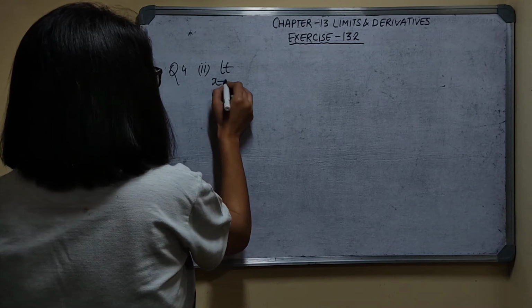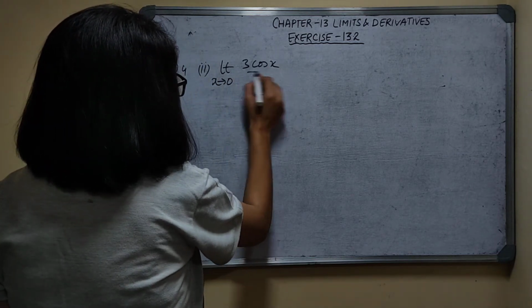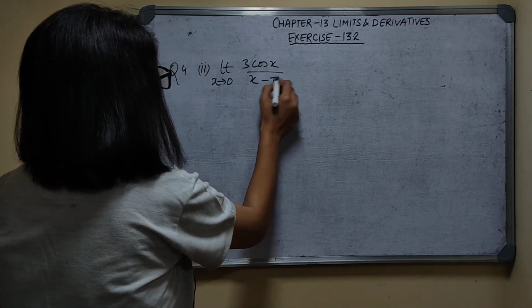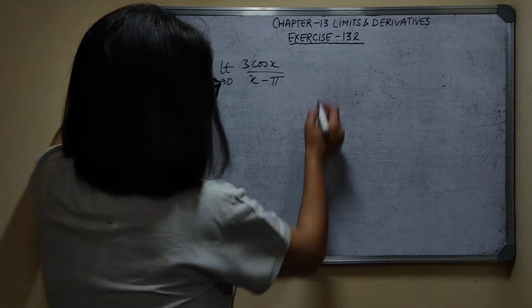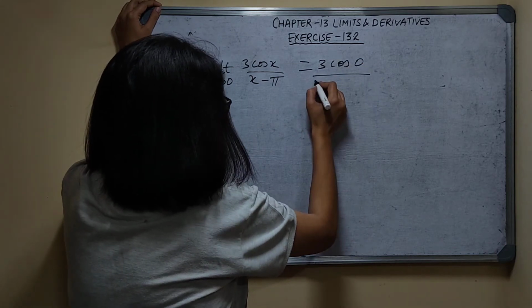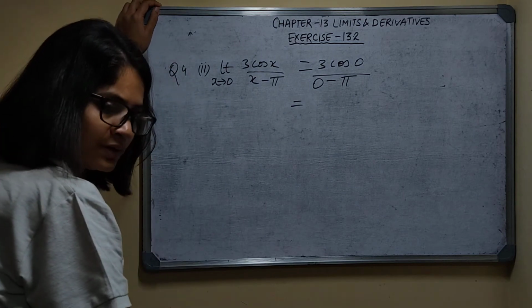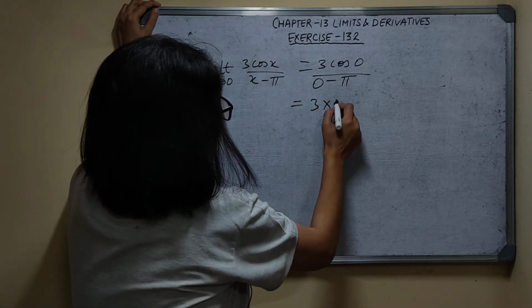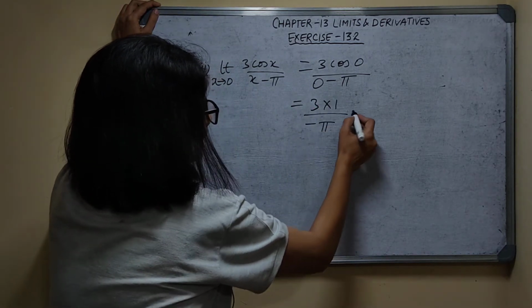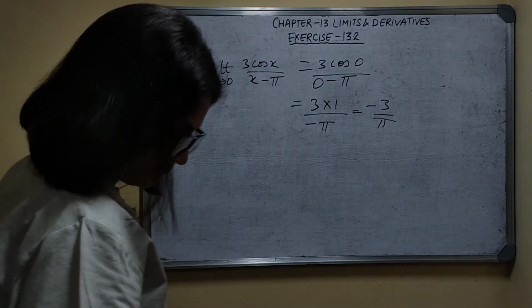Limit x tends to 0, 3 cos x upon x minus pi. So directly you can put value: 3 cos 0 upon 0 minus pi. Cos 0 is what? 1. So 3 into 1 upon minus pi. Minus 3 upon pi is the answer.